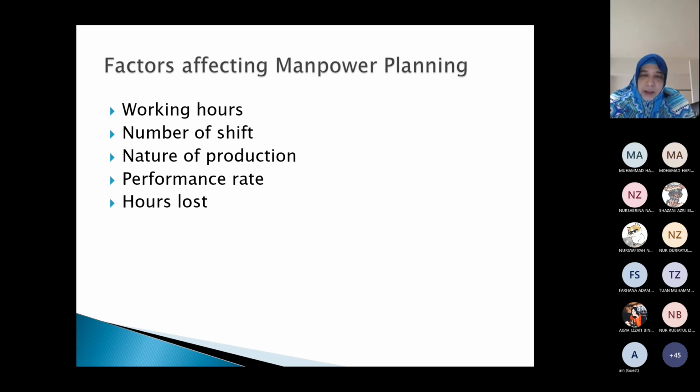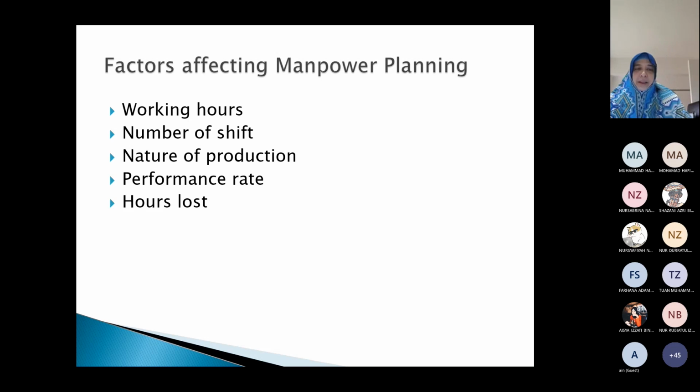So I will give you some examples here. When we talk about manpower, you need to plan very well. Like Top Glove, like Serba Dynamics, like Atta Ames, the big companies in Malaysia. If you talk about Top Glove, the main product that they produce is the rubber glove and so on.